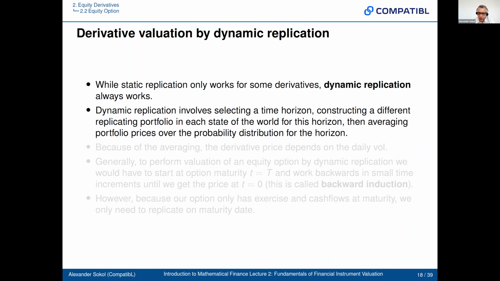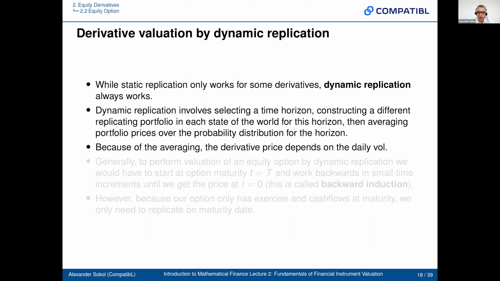And because you take the average over the probability distribution, what is the probability distribution of, right? Stock price in our case. So the option depends on stock price. Stock price, which is $100 today, may be 105 in the future, it may be 95, and maybe 80 or 120. So there are different stock prices in the future, and there is a probability of these stock prices in the future. When you do dynamic replication, you construct a replicating portfolio for each of the possible future stock prices, and then average these prices of the replicating portfolio over this probability distribution.